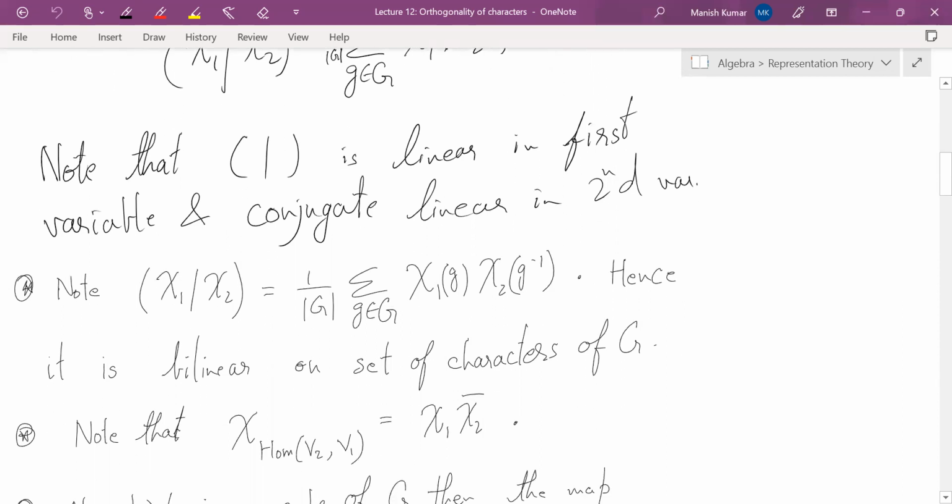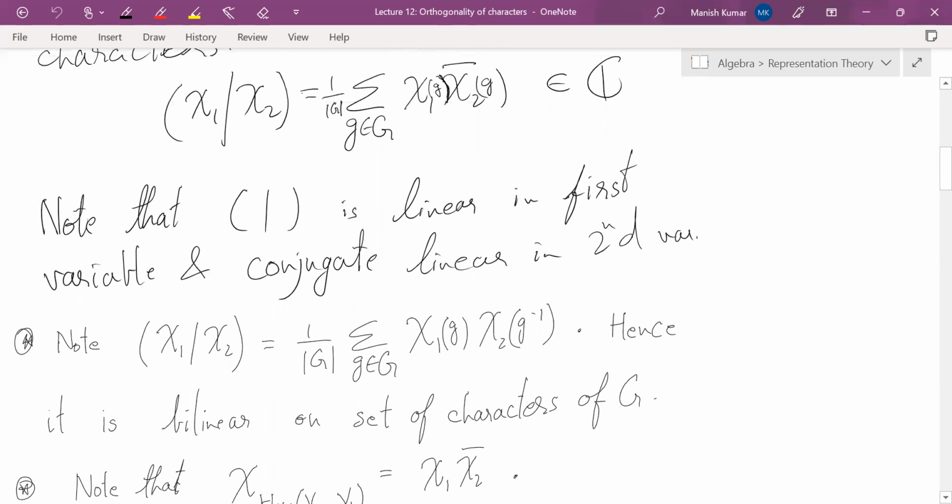Yeah. So let's observe that the character of Hom(V2, V1) is this. We will use this somehow. So now our next goal is to understand how to get this function somewhat intrinsically.